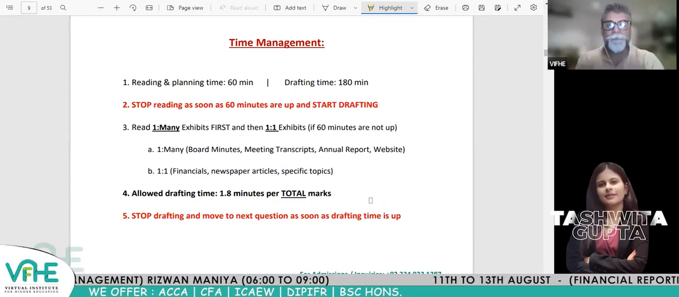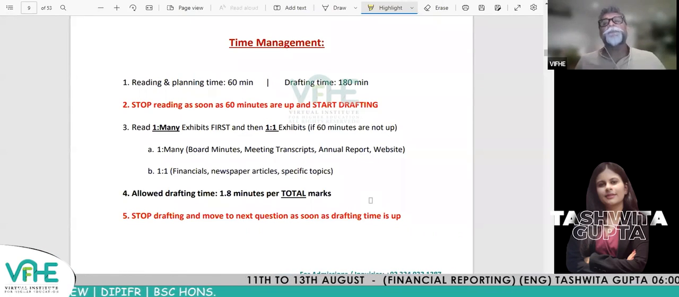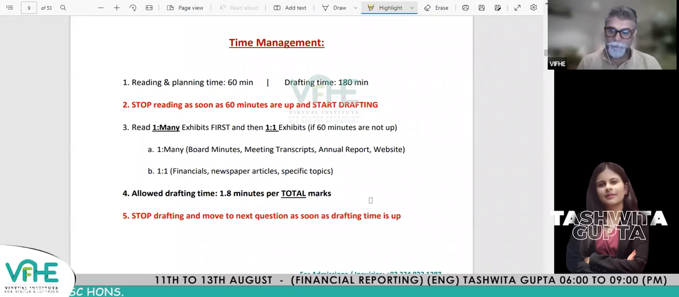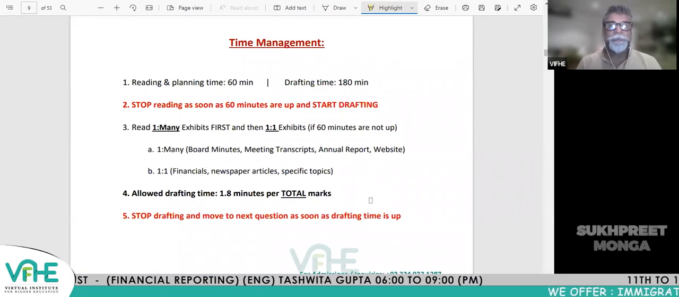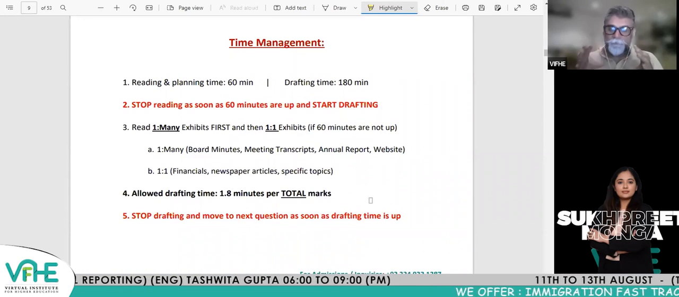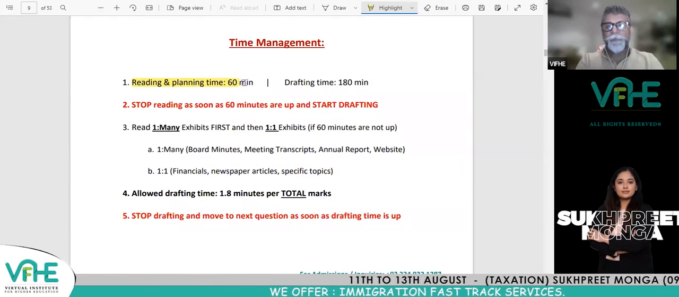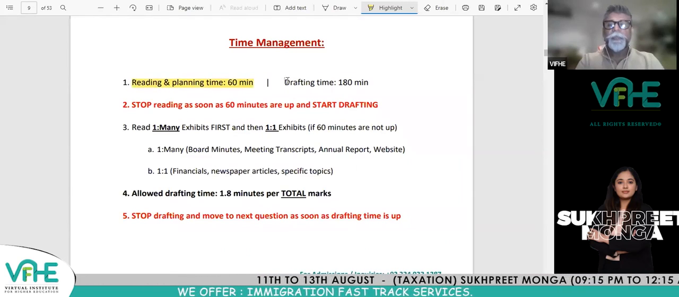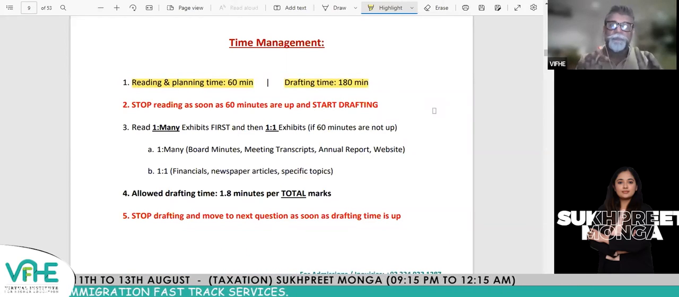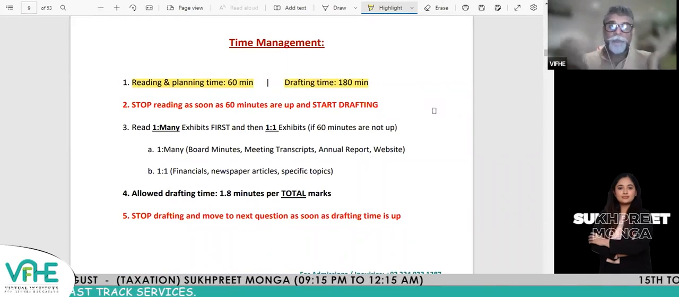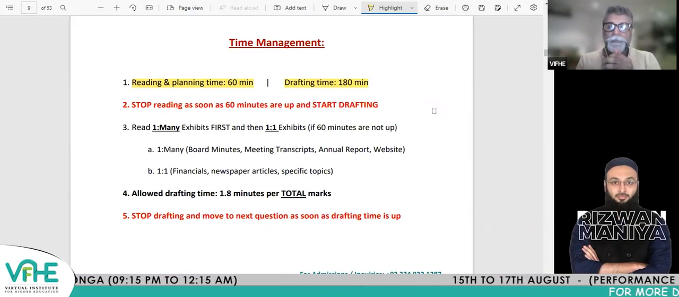Time management. Now, the paper is 4 hours. The allowed total time is 4 hours. The first 60 minutes, you can allocate for reading and planning, and the remaining 3 hours is for drafting. Now it's not hard and fast. You can start drafting from the first minute as well. It's all up to you.